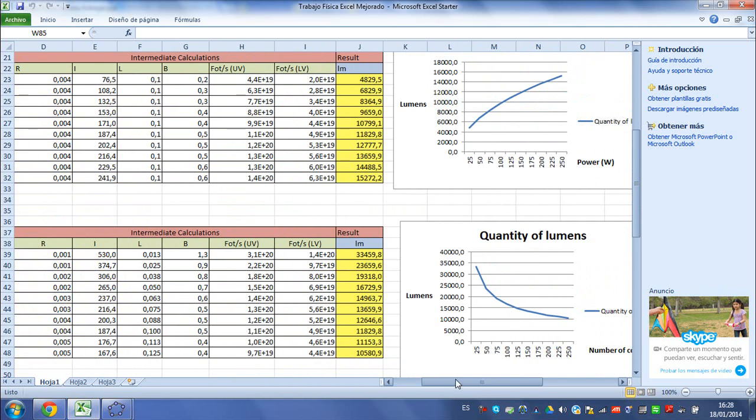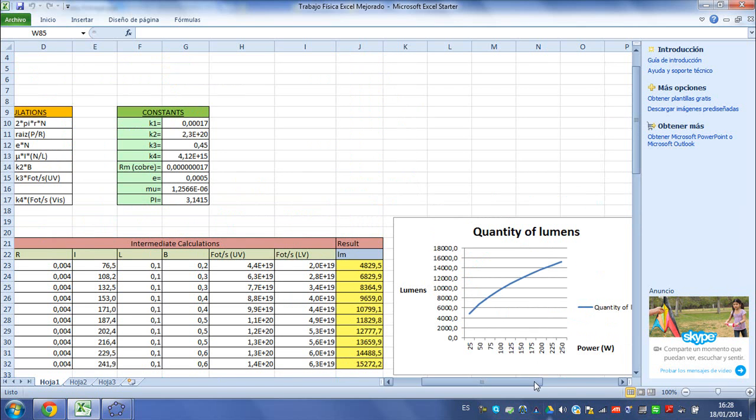So, we can deduce from the declining form of the graph that the quantity of lumens is inversely proportional to the number of coils. At first glance, it might look a little bit odd, but if we pay attention to our calculations, we'll soon realize that it makes sense.